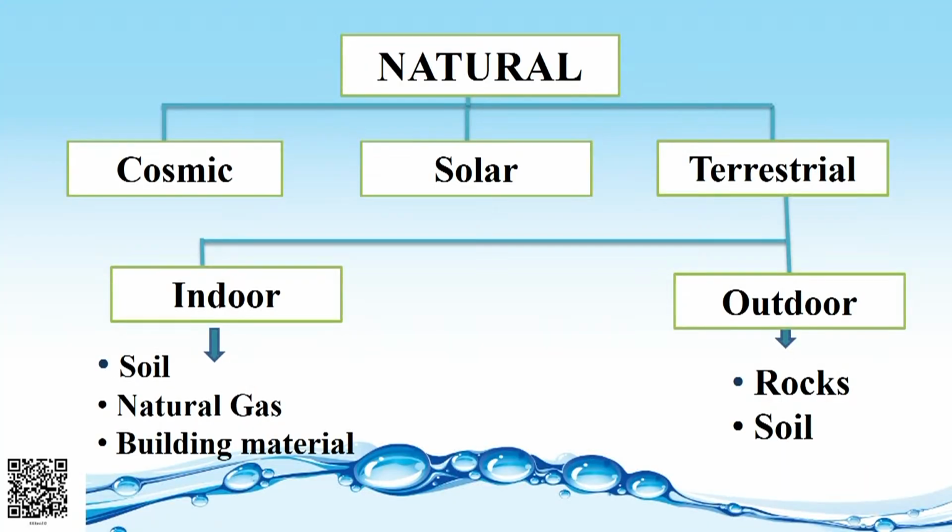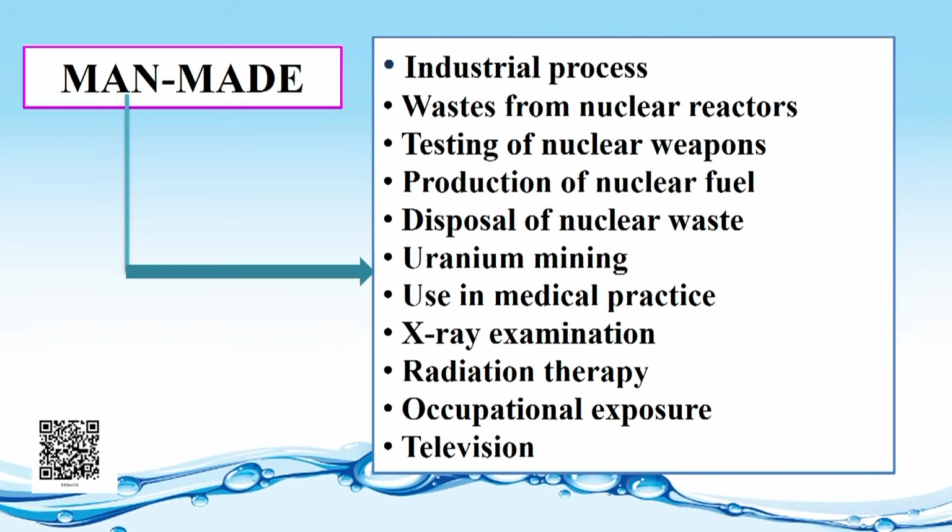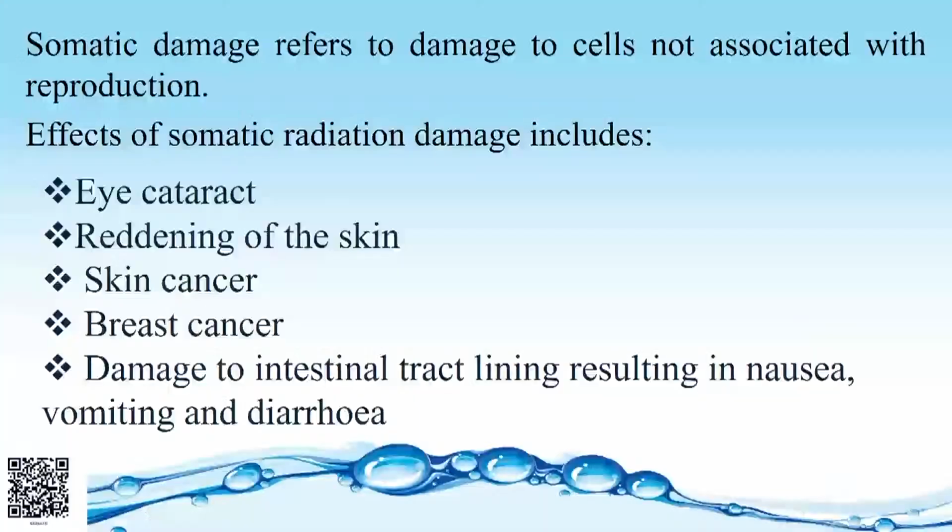Sources include soil, natural gas and building material, and outdoors includes rocks and soil. Others are X-ray examination, radiation therapy, occupational exposure and television. As already stated earlier, radiations have a direct impact on human health. So let us now discuss the somatic effects. Somatic damage refers to damage to cells not associated with reproduction, resulting in nausea, vomiting and diarrhea.